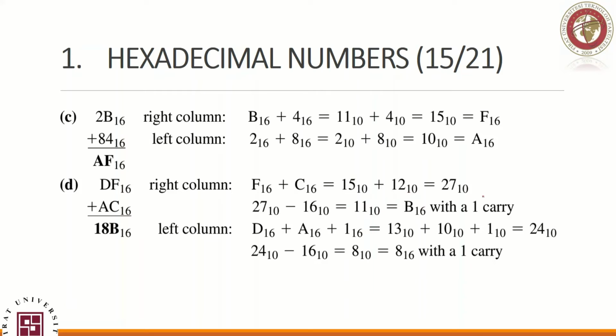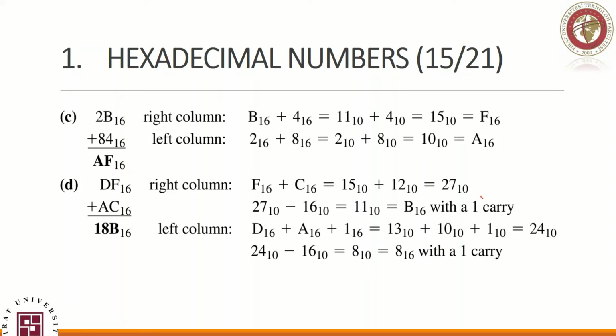Okay, so we have one carry. Why? Because we subtracted 16. We need to take 1 to the carry. Where? Here, to this part. Okay, D plus A in decimal. D is 13 plus A is 10. How do we know? A, B, C, D. So 10, 11, 12, 13, 14, 15 until F.